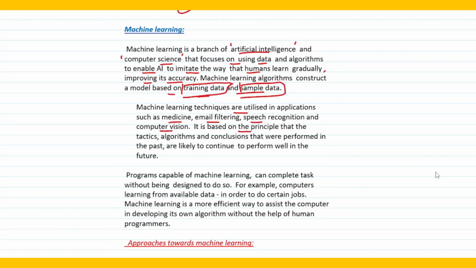It is based on the principle that the tactics, algorithms, and conclusions that were performed in the past are likely to continue to perform well in the future. So what has happened in the past, machine learning will be able to replicate, right? So the three things involved are tactics, algorithms, and conclusions that were performed in the past, which are likely to perform well in the future also, right?